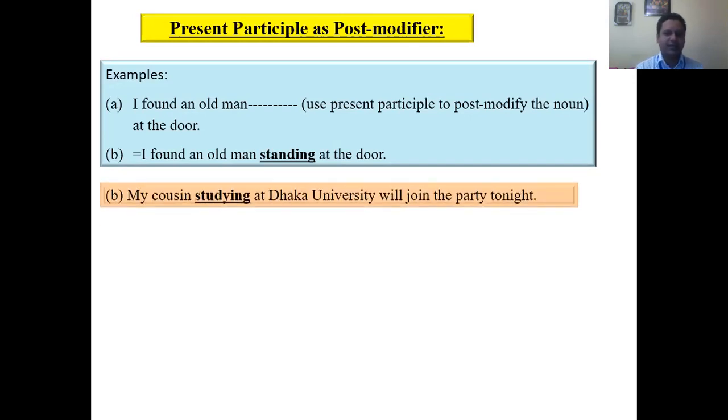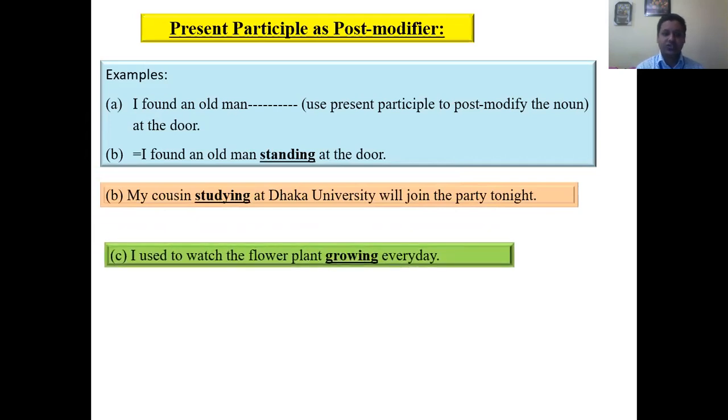Other example, my cousin studying at Dhaka University will join the party tonight. You can see my cousin studying at the Dhaka University will join the party tonight. So my cousin is noun here. The word studying after the noun acts as post modifier. So studying is present participle. It is working as post modifier here, sitting after the noun my cousin.